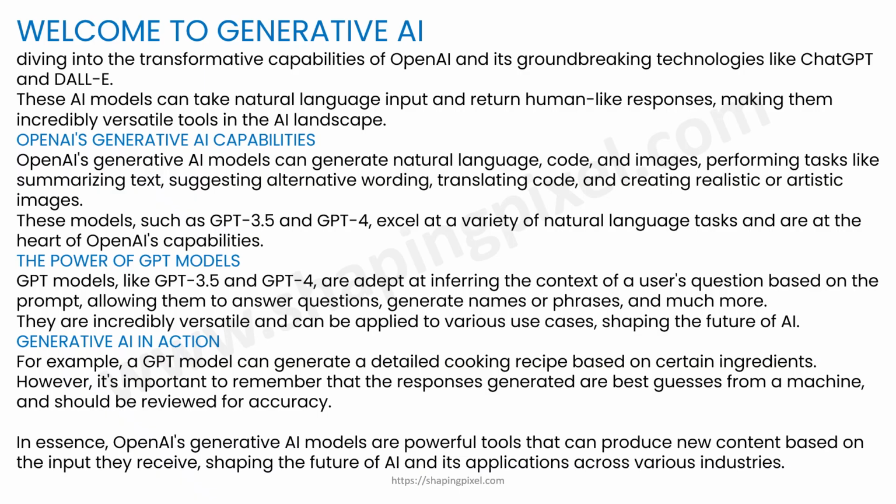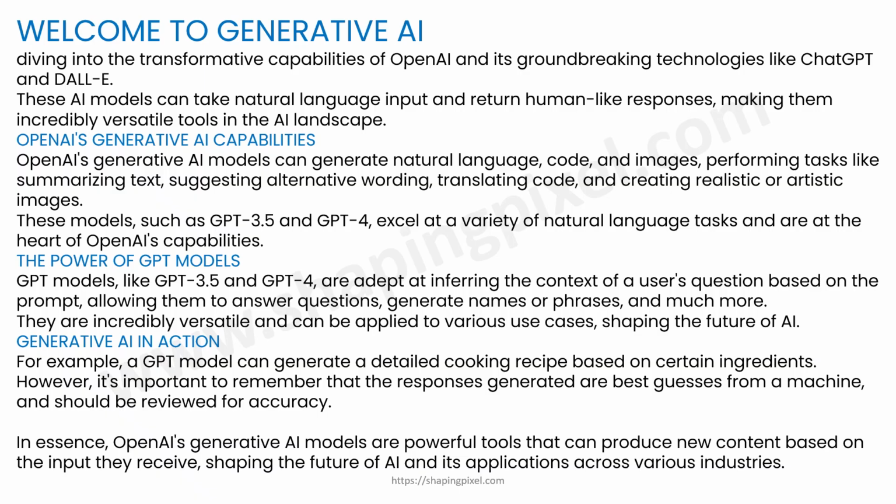These models, such as GPT 3.5 and GPT 4, excel at a variety of natural language tasks that are at the heart of OpenAI's capabilities. GPT models like GPT 3.5 and GPT 4 are adept at inferring the context of a user's question based on the prompt, allowing them to answer questions, generate names or phrases, and much more. They are incredibly versatile and can be applied to various use cases, shaping the future of AI.